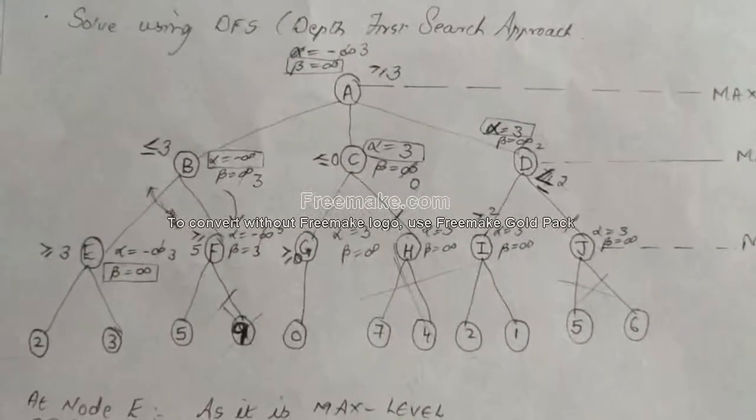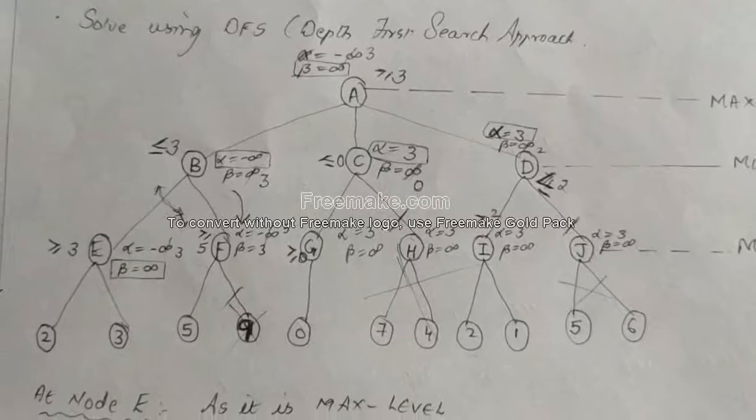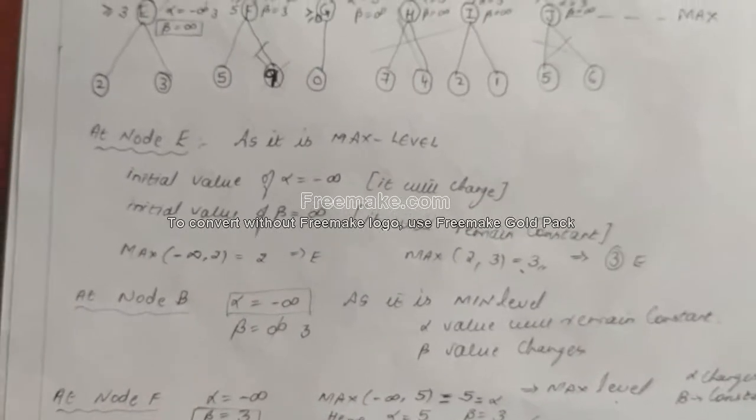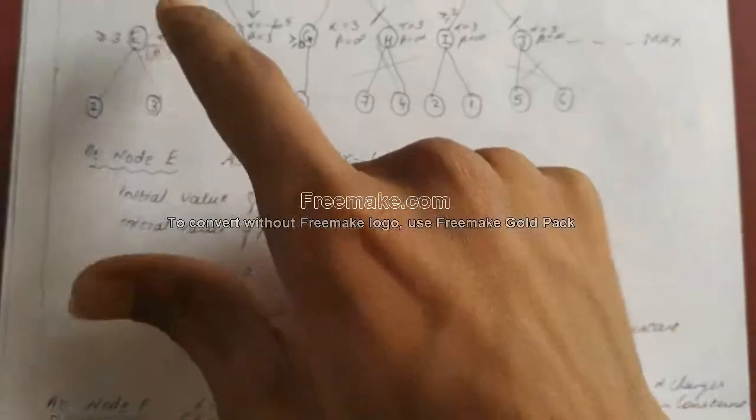So in min case, the alpha remains a constant and the beta value keeps changing. So let us start solving the problem. First, moving on to node E.